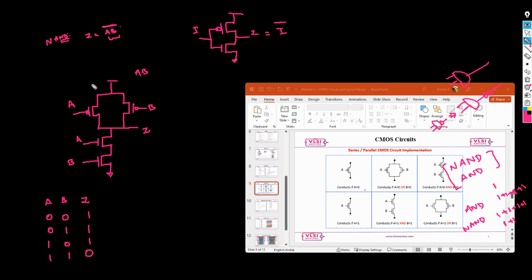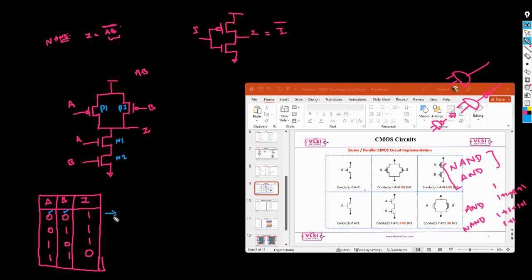Now, you believe that you have drawn the circuit. You need to verify that with this particular truth table. How do we do this? Can we start applying zeros and ones to all this and see? So now apply A equal to 0 and B equal to 0. Now what actually happens when A is equal to 0? This is P1, this is P2, this is N1, this is N2. Now in this case, what actually happens?